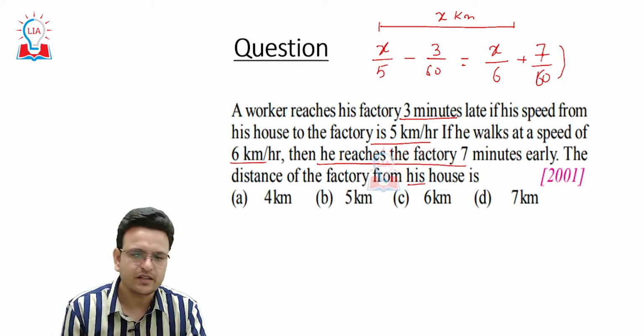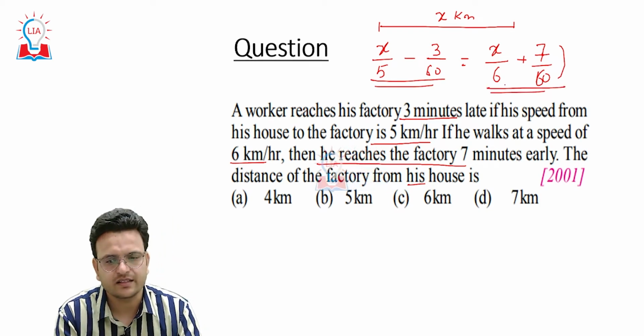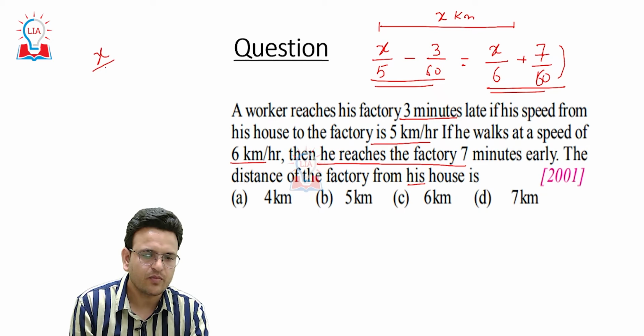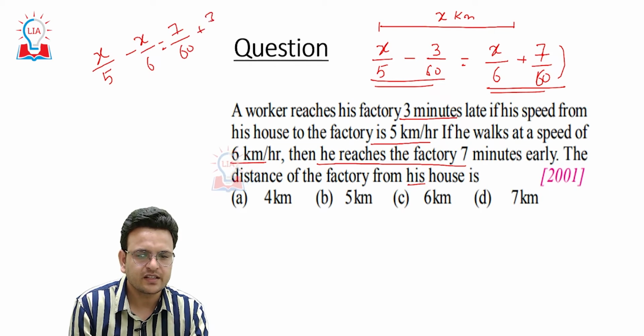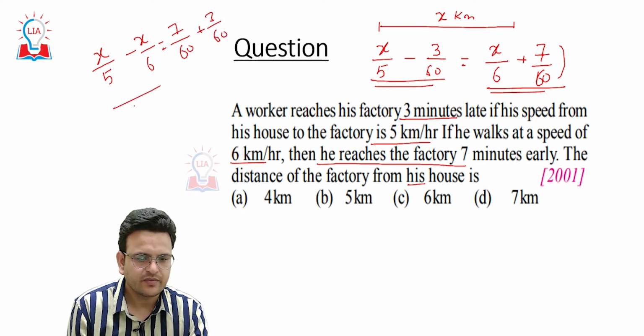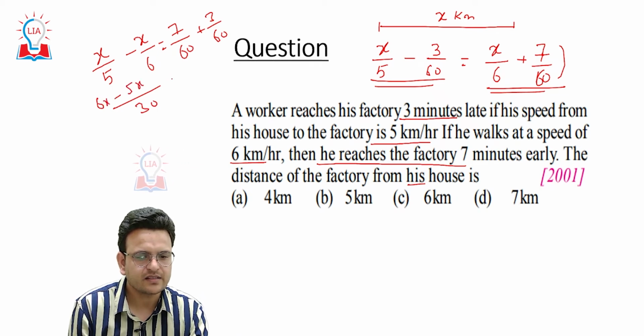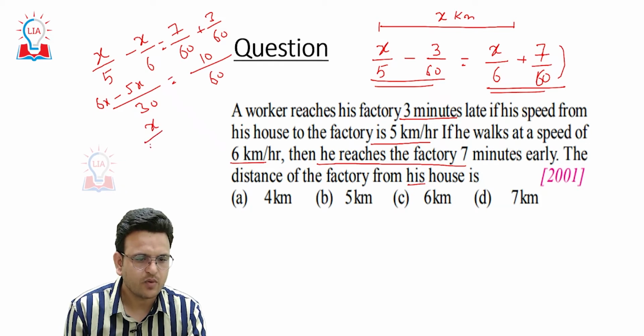So in this equation, time is constant. Here x upon 5 minus x upon 6 equals 7 upon 60 plus 3 upon 60. We can say that the LCM will be 30. 6x minus 5x equals 60. It becomes 10. So x upon 30 equals 10 upon 60, so x is 5. So the answer will be 5 km.